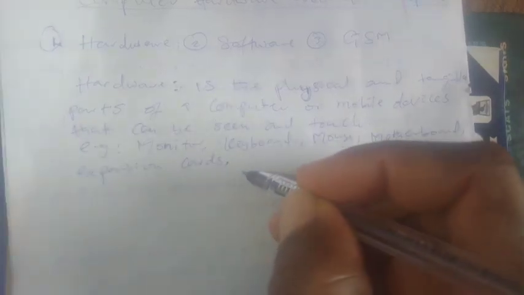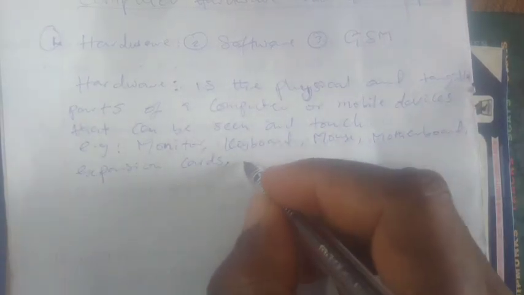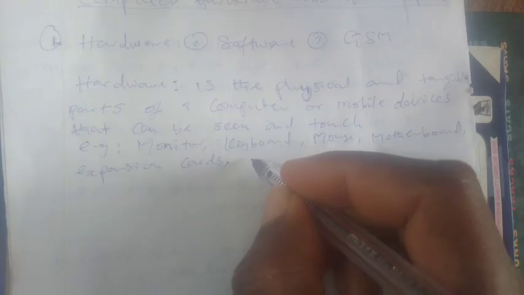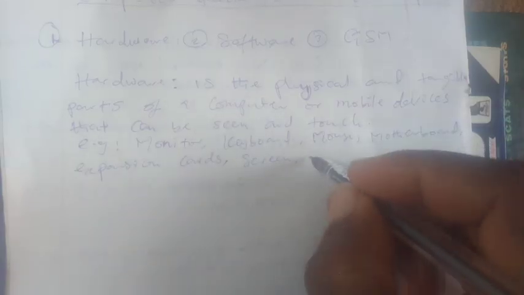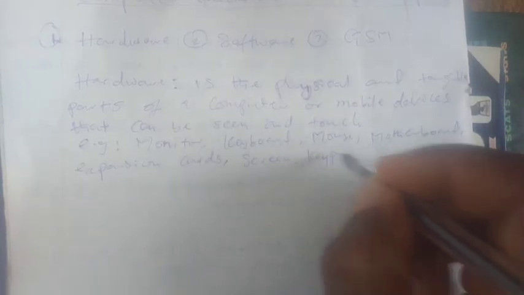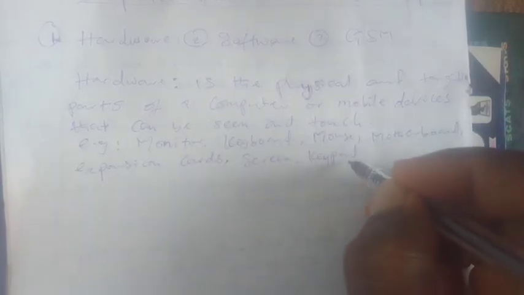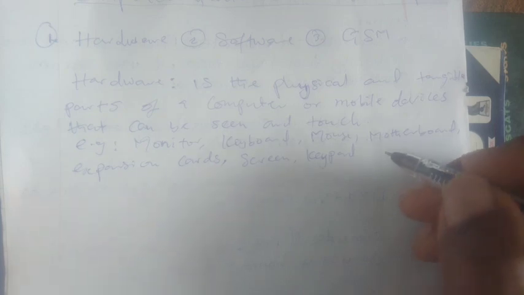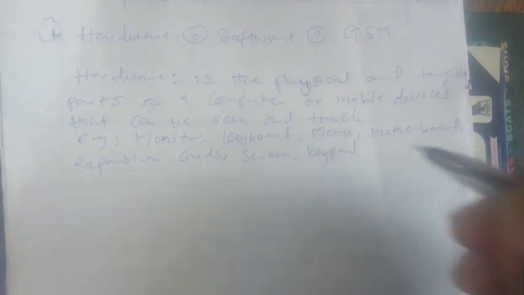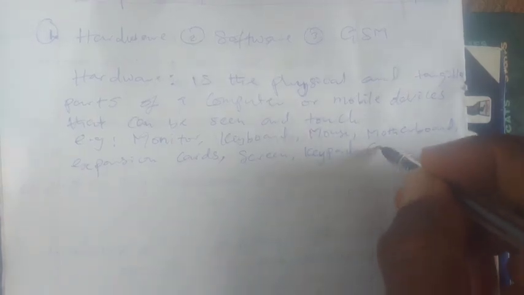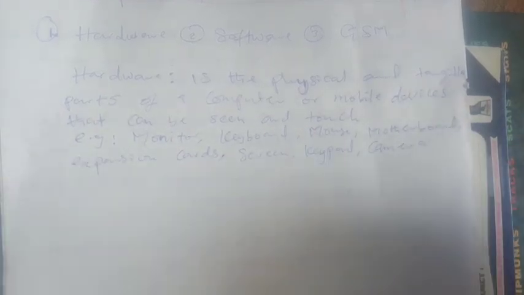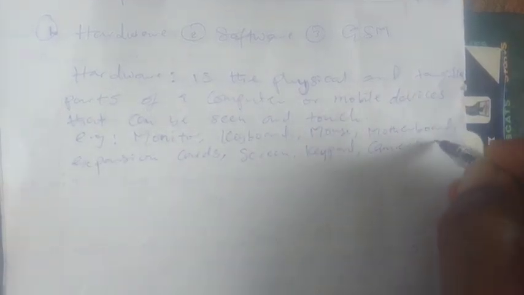So let's just talk about some examples of mobile parts, which is some mobile hardware, let's say screen, keypad. So keypad in let's say small phones or those old phones. So keypad, screen, the camera, and so on.